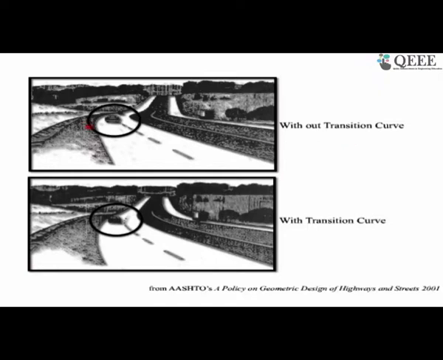If you see the top figure, if there is no transition curve, a driver will see this kind of thing right here. So this vehicle, wherever it is going, you need to see this type of thing. Whereas if we provide the transition curve, a vehicle will see a smooth alignment like this, and it's much more pleasing and easier to drive from the psychology point of view.